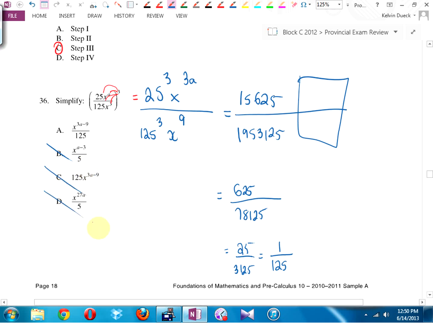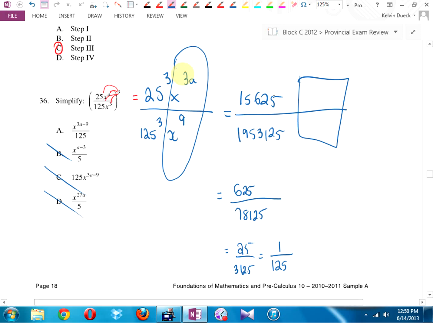Now, Mr. Dueck, what if I hadn't done the numbers first? This is why I always say numbers first, right? What if I was trying to do the letters? Where the heck does that x to the 3a minus 9 come from? Well, what do you do when you're dividing and your bases are the same? What do you do with the exponents? You subtract them. Now, I taught you a shortcut.